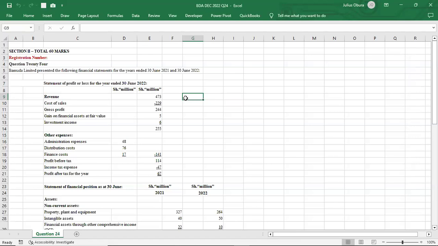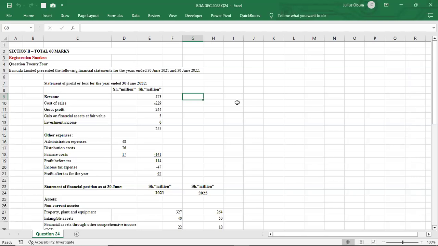Now, before we look at this question, we can have an overview of preparation of a cash flow statement. We have two methods of cash flow statement preparation: the indirect method and the direct method. In the examination, the direct method is not very common. The one that is always common is the indirect method.